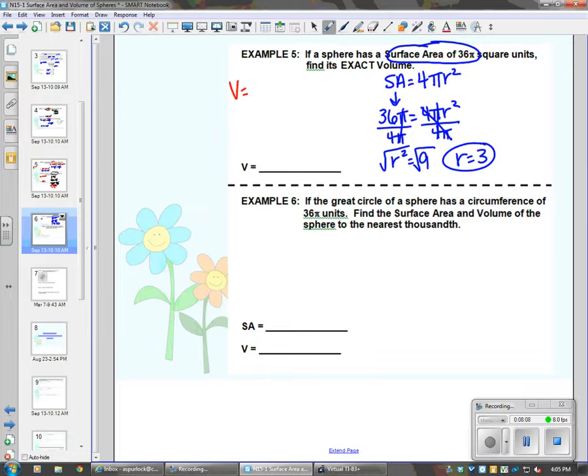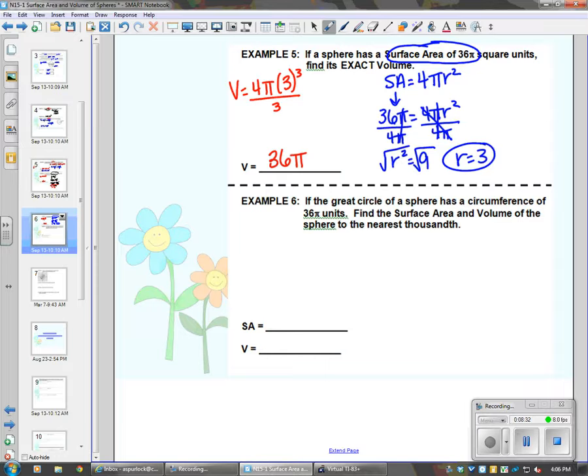Remember, the volume formula is 4 pi r cubed over 3, so 4 pi times 3 cubed divided by 3. It does ask us to give this exact, so you would just do 3 cubed times 4 divided by 3, and I ended up getting 36 pi. There are no units specified.